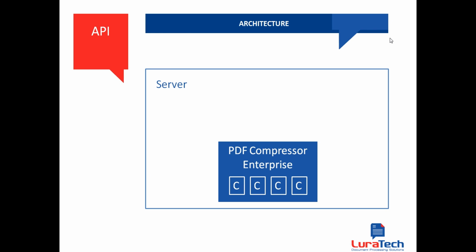Okay, so to outline the architectural structure a little more, I've created this slide here, which is at this point kind of empty, but what you see is a server instance, meaning a Windows server machine, either a real physical machine or a virtual machine with a PDF compressor installed, and these 4 C's serve to symbolize 4 processor cores. So this is quite a normal PDF compressor installation, and what we now have in addition to that is the API, which is an external component.